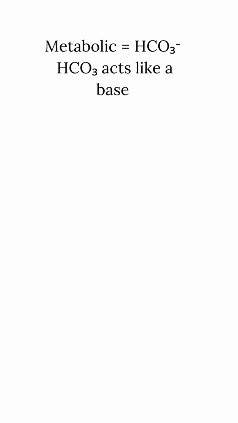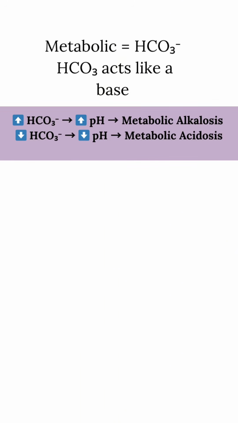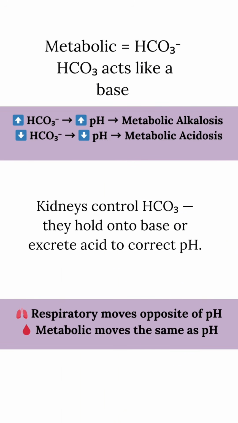If the problem is with bicarb, it's metabolic. Bicarb is a base. When bicarb rises, pH rises. When it falls, pH falls. So the metabolic system moves in the same direction as pH. Once you remember that, respiratory means opposite, metabolic means same, the entire ABG interpretation starts to make sense.